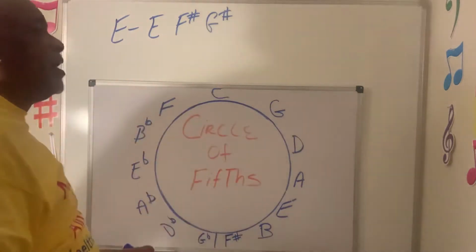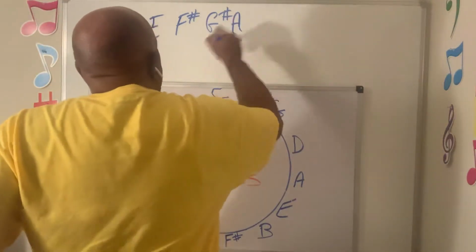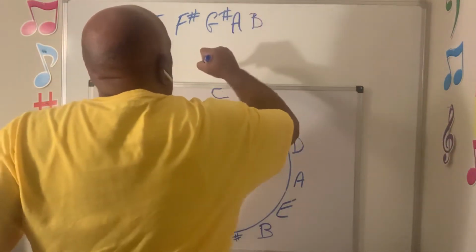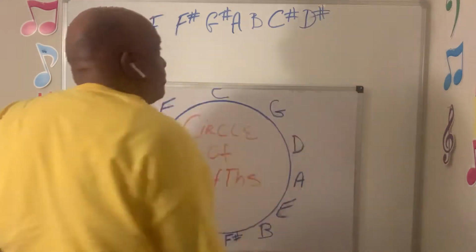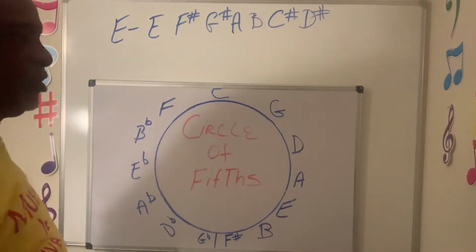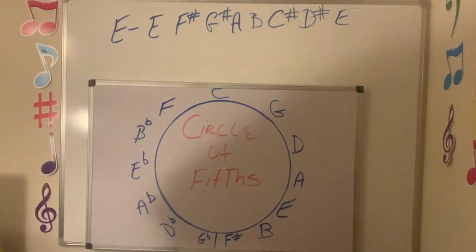Let's see, what else is there in the key of E? A, B, C sharp, and then what? D sharp. Okay, and you go from D sharp to what? Back to the 1, which is E. All right, you got it? So that's E, F sharp, G sharp, A, B, C sharp, D sharp, E. You have 4 sharps in the key of E major.